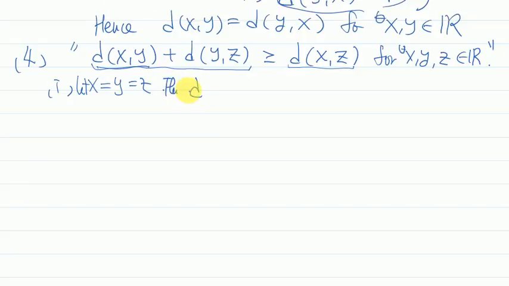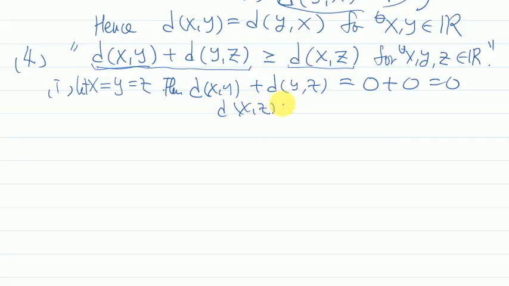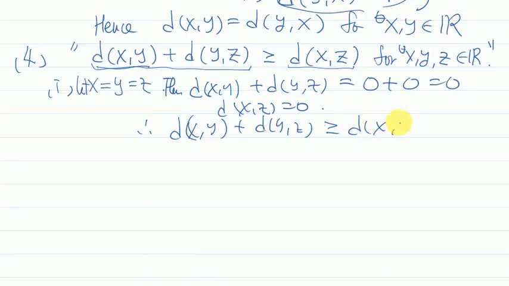So then dxy plus dyz equals 0 plus 0, which is 0, and dxz is 0 because they are the same number. Hence dxy plus dyz is greater than or equal to dxz. Okay? It's going to repeat, so if you don't like it, you can just claim that one here, and write it down at the end after finishing all these different cases.